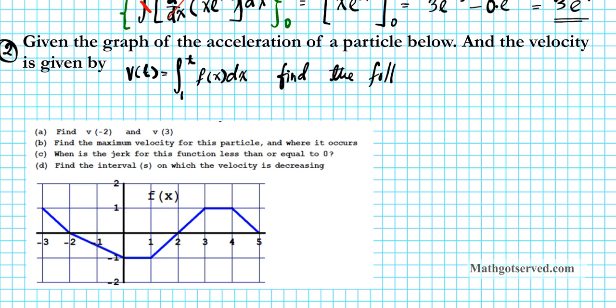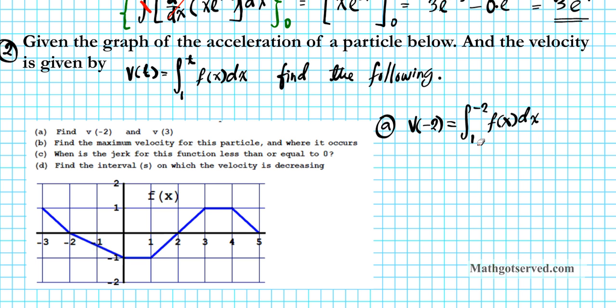Alright, so let's start with the a part. With the a part, we have to find two things, v of negative 2 and v of 3. So let's start with v of negative 2. v of negative 2 just involves substituting negative 2 for t here. It makes it the integral from 1 to negative 2 of f of x dx. We know the definite integral is the area underneath the curve, between the curve and the x-axis.